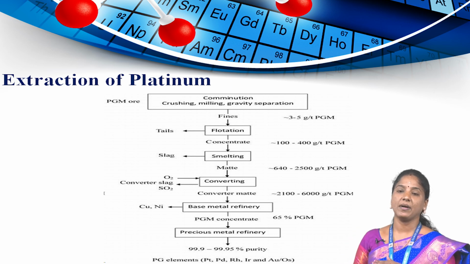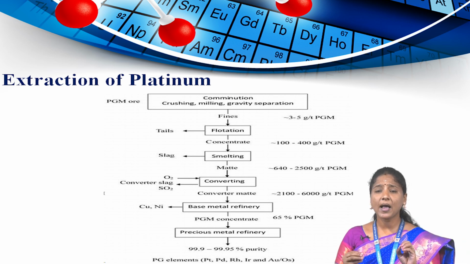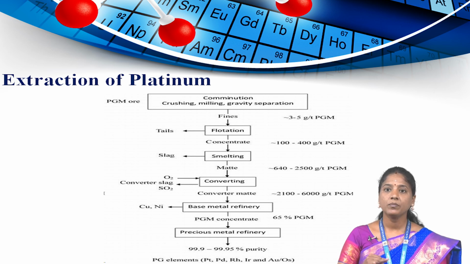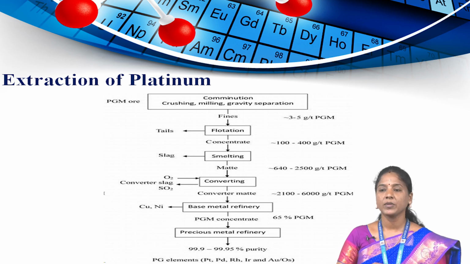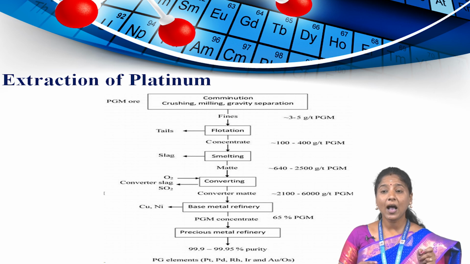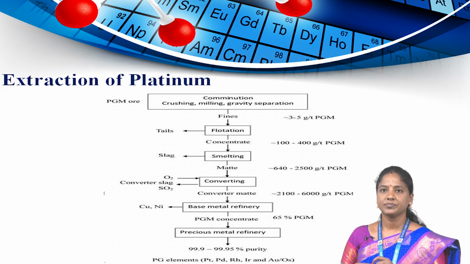Platinum group of elements. There are 6 platinum group elements in the periodic table. They are platinum, palladium, rhodium, ruthenium, iridium, and osmium. So platinum belongs to the platinum group. It belongs to the 10th group and 6th period.